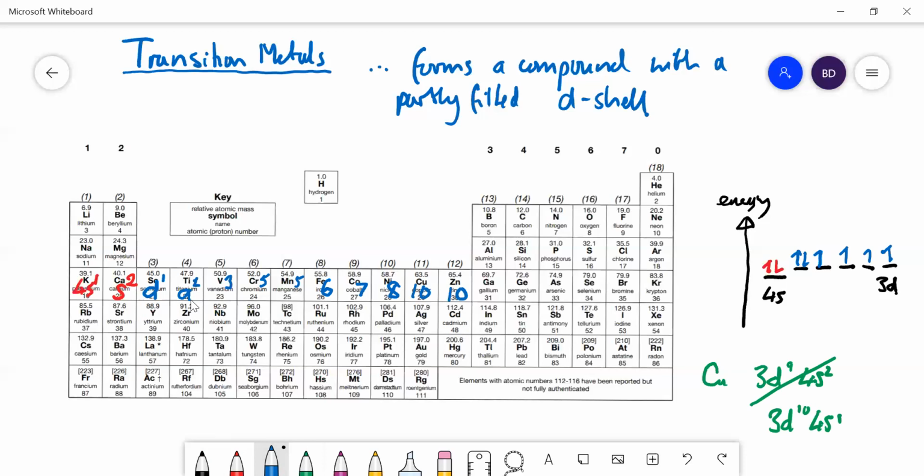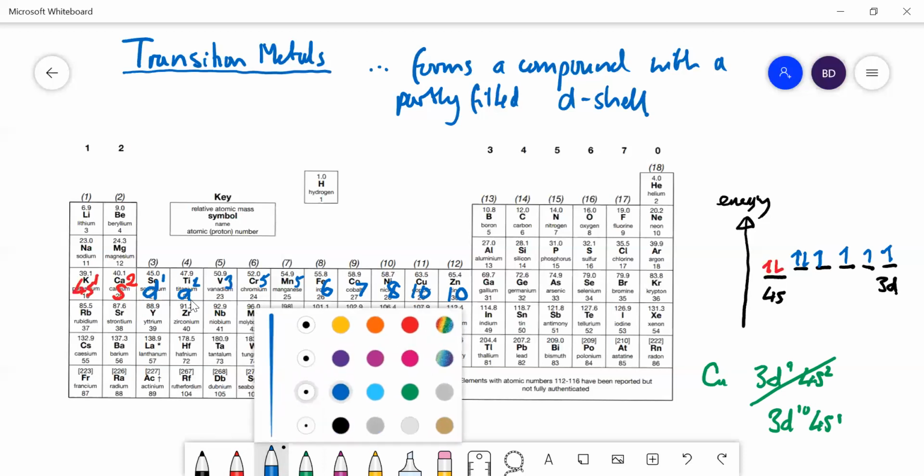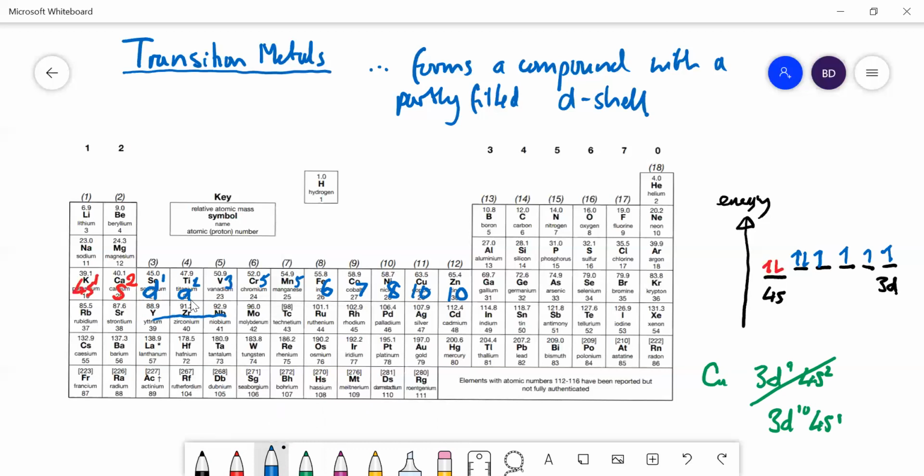Okay, and then the pattern would be repeated for the next period down. This one here, it would be 4D here. Yeah, that gets filled up. We don't really need to worry about that though. All right, so let's talk about the characteristics of transition metals.